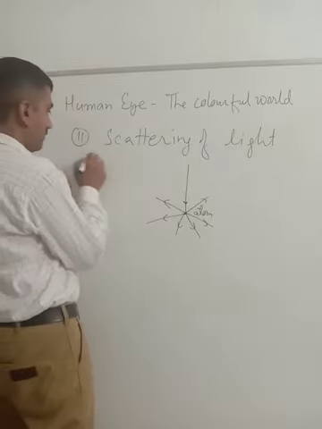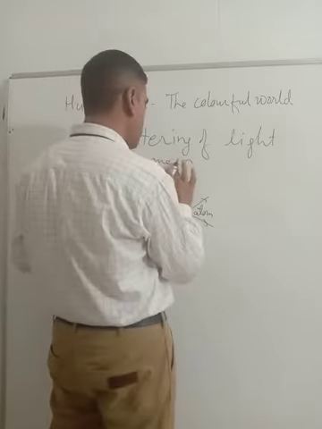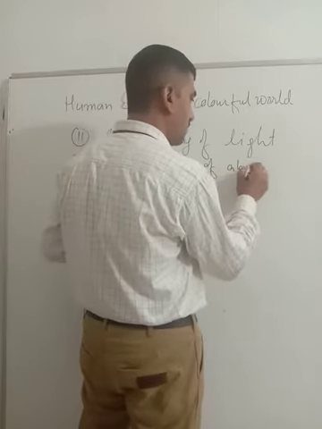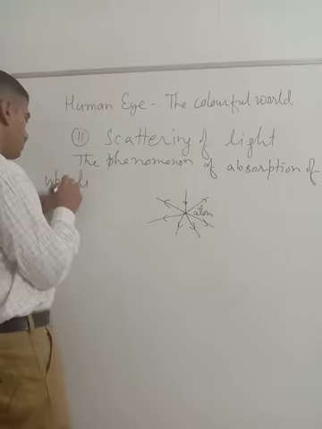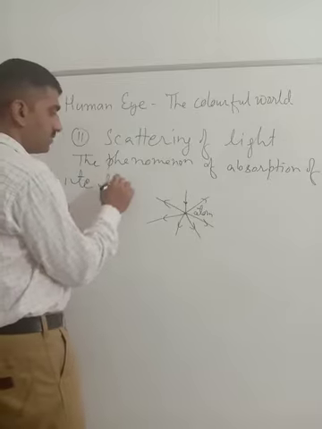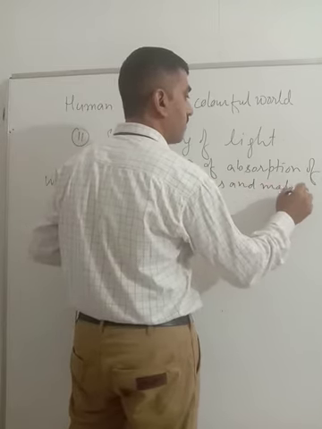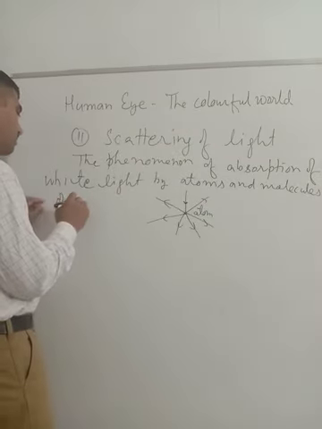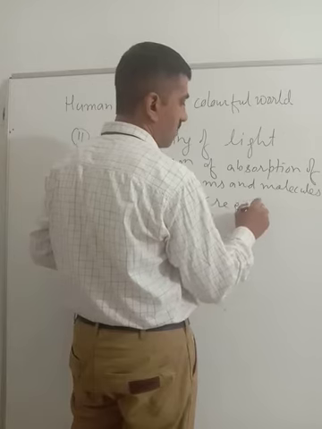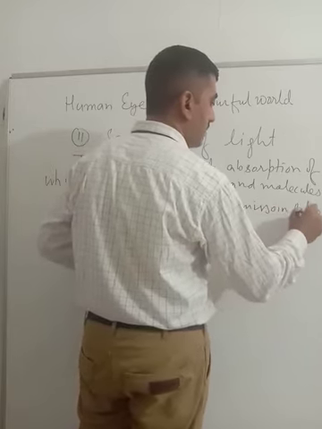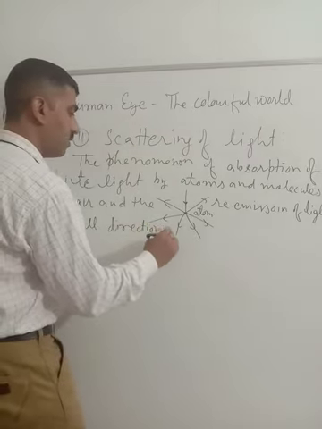So how will we define it? The phenomenon of absorption of light, you can write white light also, by atoms and molecules of air and then re-emission of light in all directions is called scattering of light.